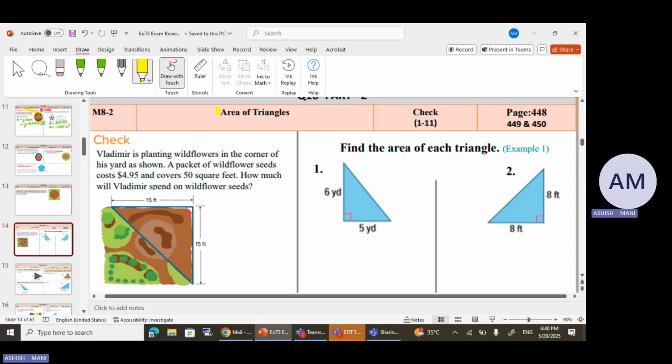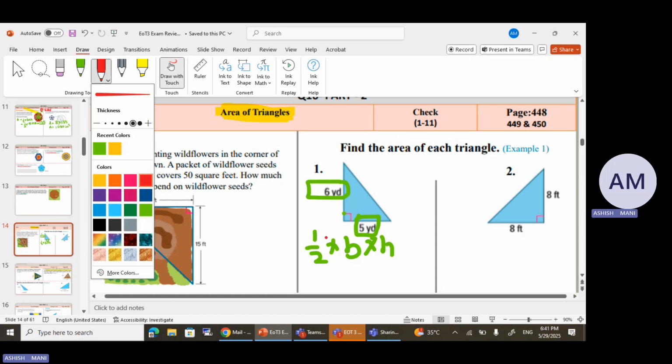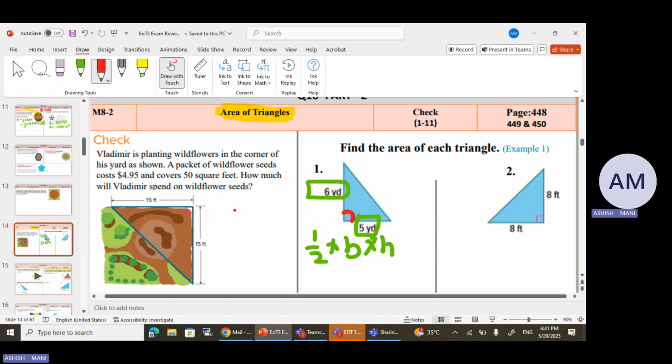Next part is area of triangle. Just now we had done how we find area of triangle. The formula is very easy. Half into base into height. So this one is our height. This one is our base. Always remember this 90-degree angle. With this 90-degree angle, one is base, other is height. So here 1 over 2 multiply by 6 multiply by 5. One is base, one is height. Multiply both of them, 30, and then divide by 2. It will be 15, and remember to write the units. Yard power 2.